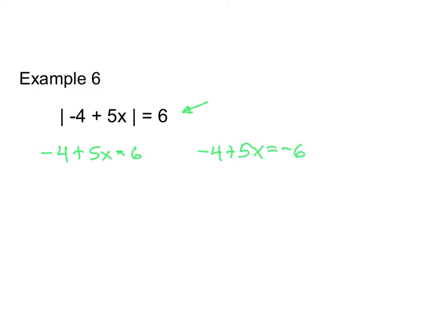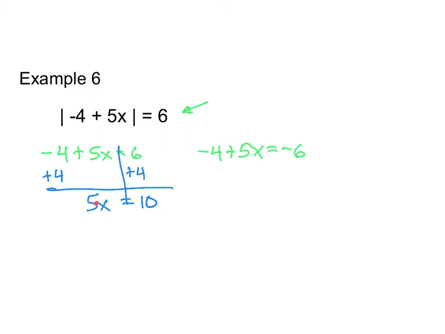Let's go ahead and answer this. In the first equation, we want to get 5x by itself. So we have to move that negative 4. How do we move it? We're going to add 4 to make a 0, to both sides of the equation. So then we have 5x equals, what is 6 plus 4? 6 plus 4 is 10. Okay, and then we want to get x by itself.